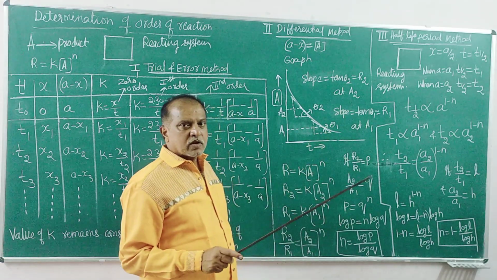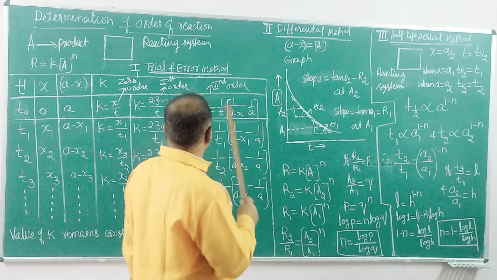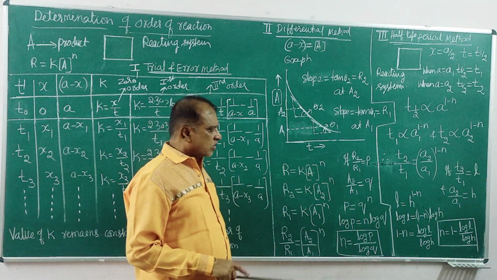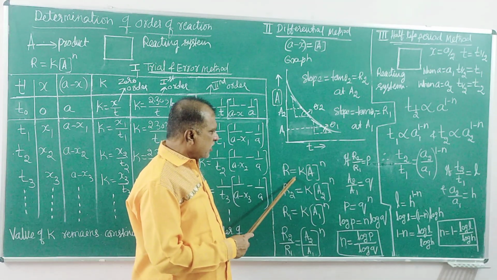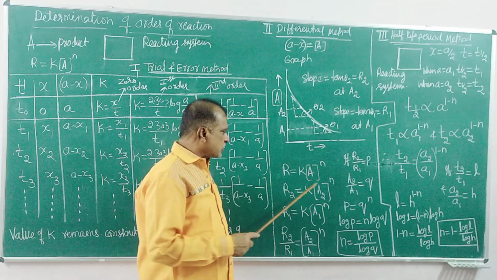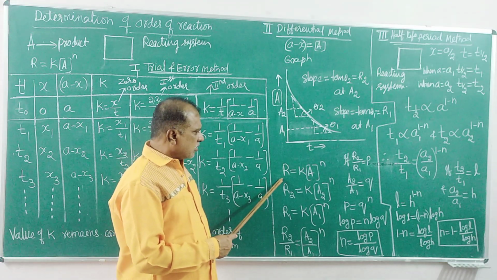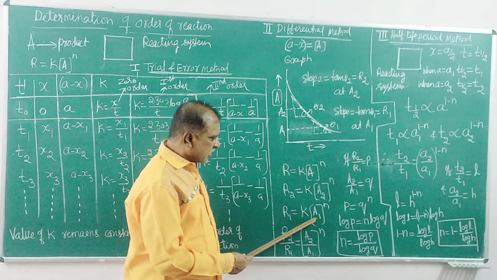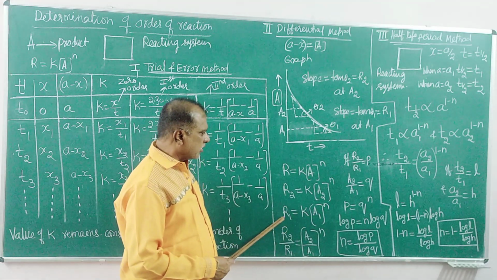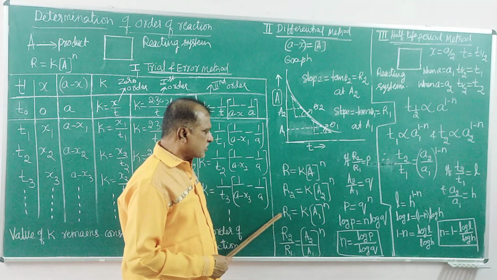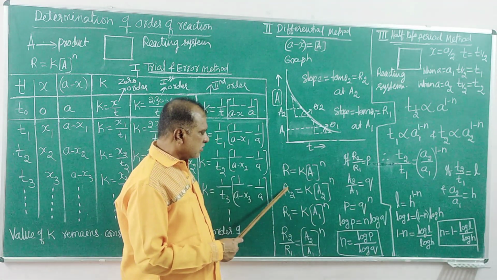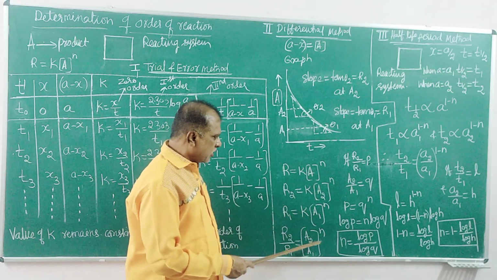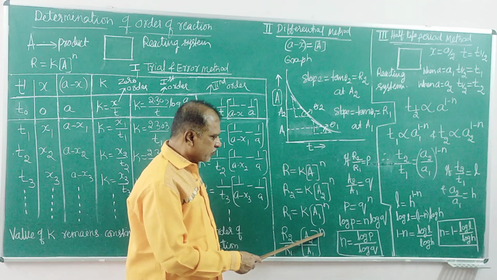Knowing that, we can go for evaluation. Take the same equation, R is equal to K A to the power of n. For two sets of values, rewrite the same equation. When A equals A2, the rate is R2. When A equals A1, the rate is R1. These are simultaneous equations. Divide one by the other, left hand side by left hand side, right hand side by right hand side. K cancels, giving R2 by R1 equals A2 by A1, the whole raised to the power of n.